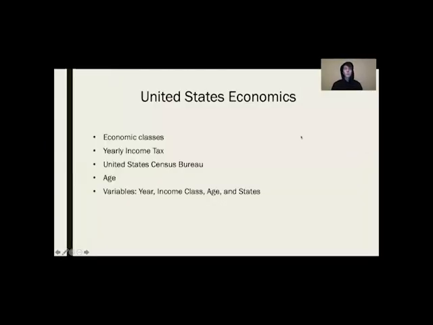One thing we looked at was the median income compared to the United States economics. We looked at the median income in comparison to economic classes and we compared those. We also looked at different yearly income taxes and we got a lot of information and data from the United States Census Bureau. It helped us gather our research and the information that we needed. We also looked at things like age, and some of the variables were the year that people were getting their median income, the income classes in comparison to different median incomes, ages in comparison to each other, and the median income in comparison to different states.